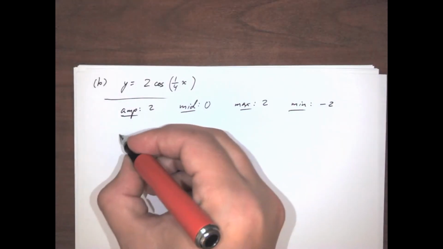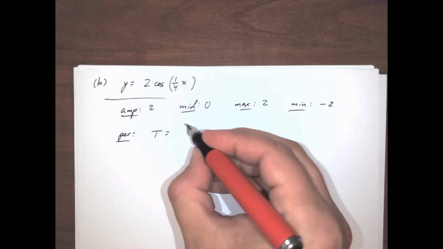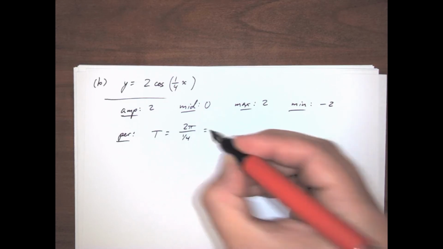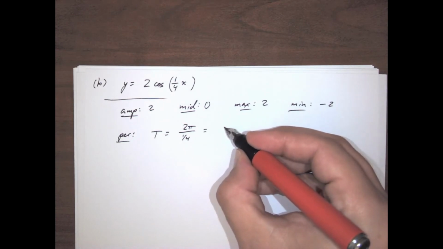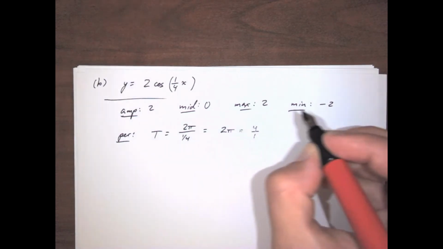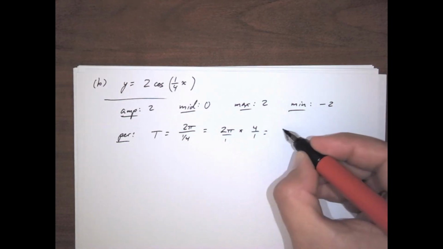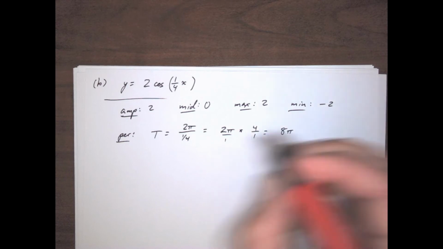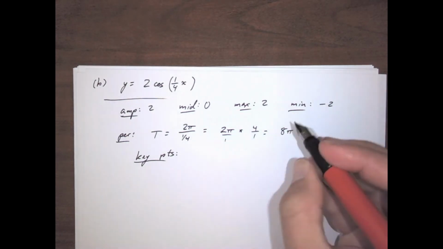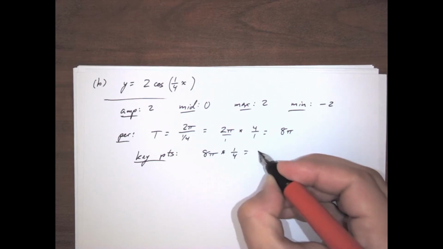Okay, now as for the period, it's going to be 2 pi over omega, which is here 1/4. Now, how does that go? So it's going to be 2 pi times 4 over 1. If you're dividing by a fraction, you can just rewrite that as a multiplication by the reciprocal, and that'll be equal to just 8 pi. So then the key points. Those will be every 8 pi times 1/4, which is just equal to 2 pi.